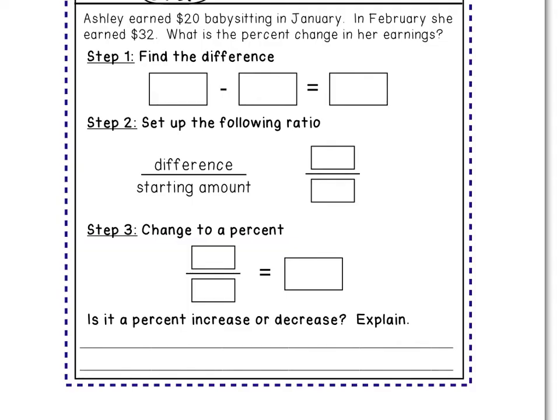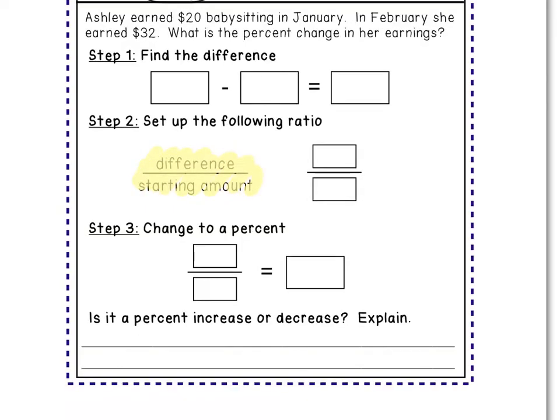First thing we need to do is to highlight this formula down here, difference over starting amount. You need to know that. That's important to help you figure out what you need to do. So step 1 means you need to find the difference. In this case, I'm going to subtract my two numbers. Okay, so we're going to find the difference. I'm going to subtract 32 minus 20. 32 minus 20 is 12. In my ratio, I'm going to set it up as difference over starting amount.